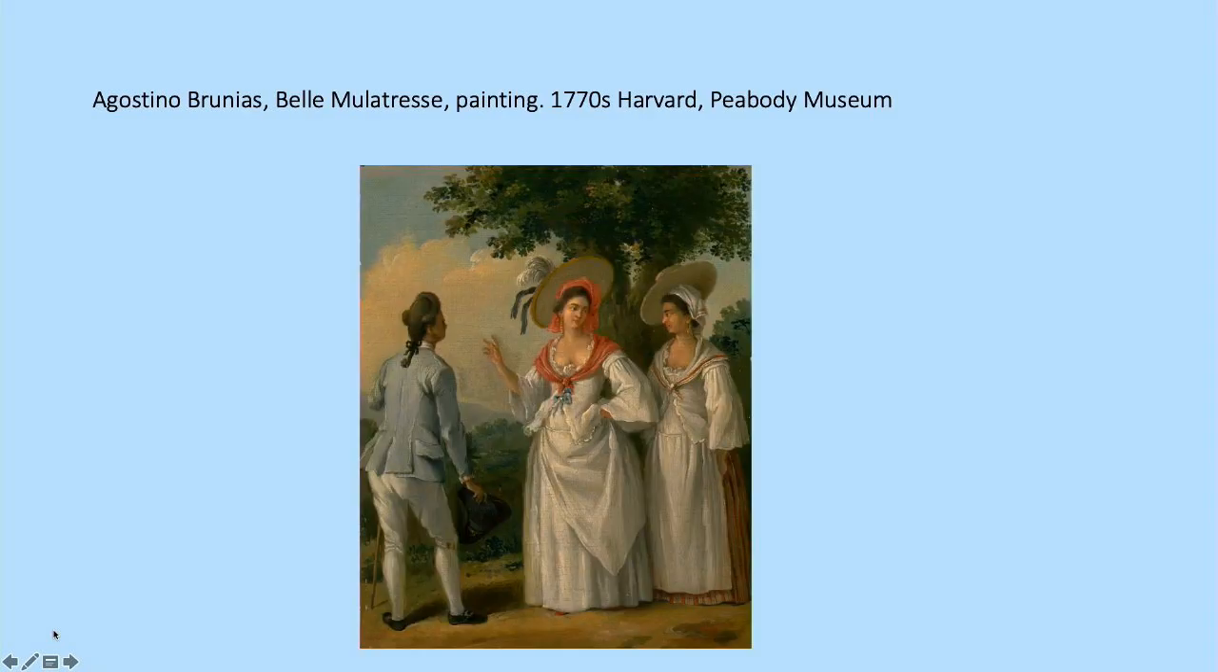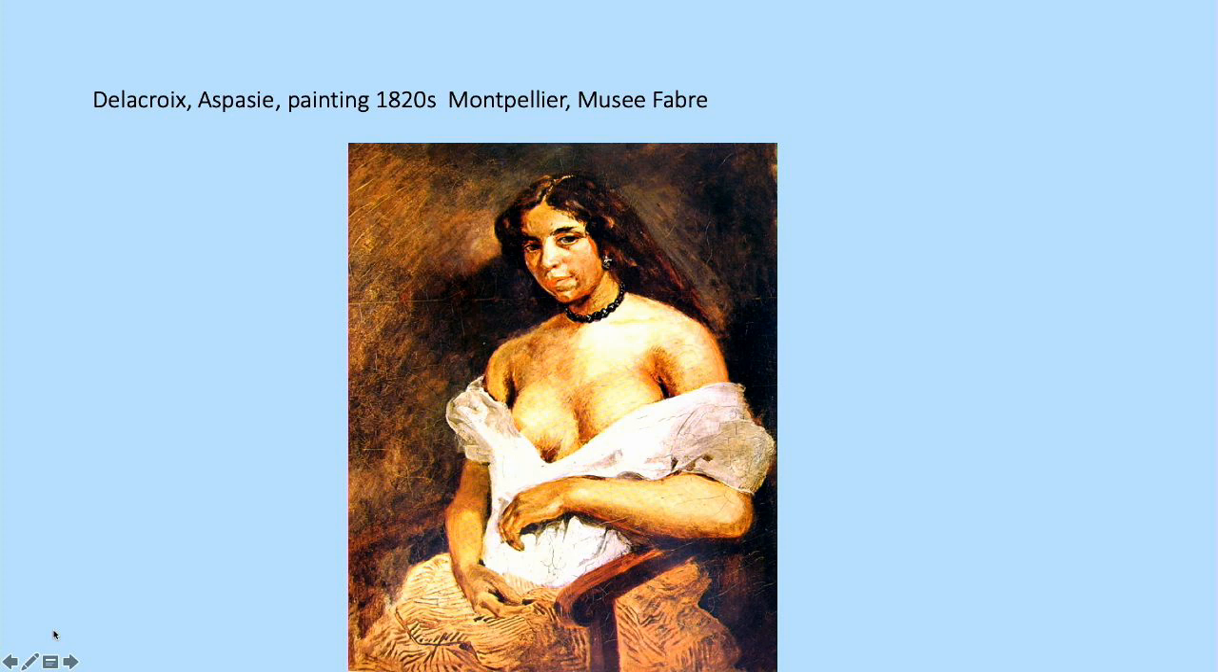In the 18th century, Belle Mulatresse, much prized by settlers in the Caribbean for their sexual attractiveness and exotic beauty, began to appear as subjects in their own right in paintings by the Anglo-Italian artist Agostino Brunias, made in the former French-dominated islands of Dominica and St. Vincent. And you can see a classic Mulatresse there. And Delacroix's erotic portrait of Aspasie, a model, belongs to this French Caribbean tradition, which continues to reverberate throughout the 19th and early 20th century in Baudelaire's Fleurs du Mal, Matisse's illustrations to the poems, and indeed in the performances of Josephine Baker.